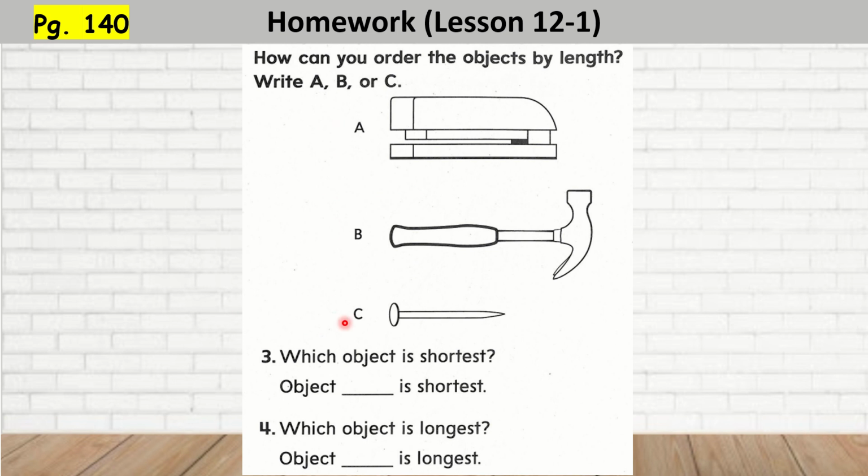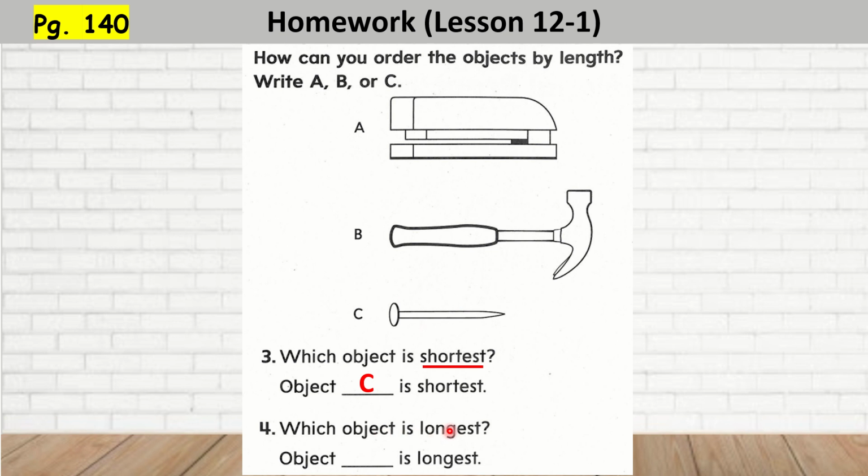Now we're going to compare these three objects. It says, how can you order the objects by length? Write A, B, or C. So A is a stapler, B is a hammer, C is a nail. So let's look at question 3. Which object is shortest? Look at the length. They are all lined up here. Which one is the shortest? If you said C, you are correct. C is the shortest, okay? It has a smaller length.